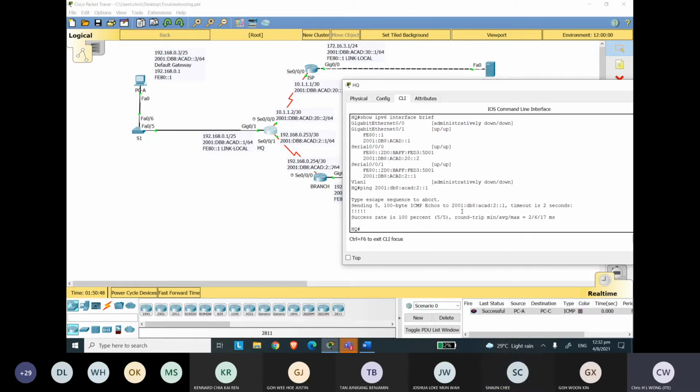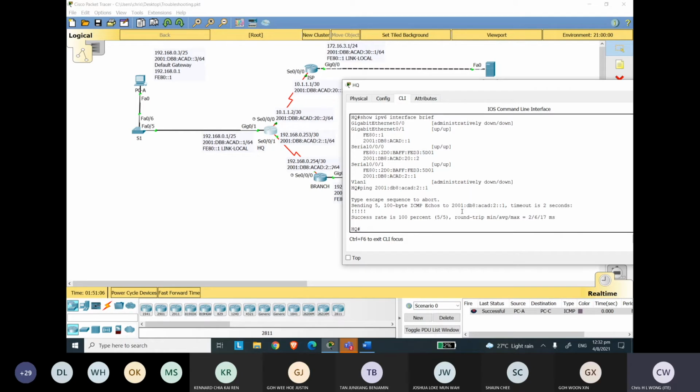My version of 7.0 allowed me to just type ping even though it's v6. If you are using 7.3, I think also can. Yeah. All right. So answer the first question. Ping from HQ router to branch. Yes, correct. It works. Next question.